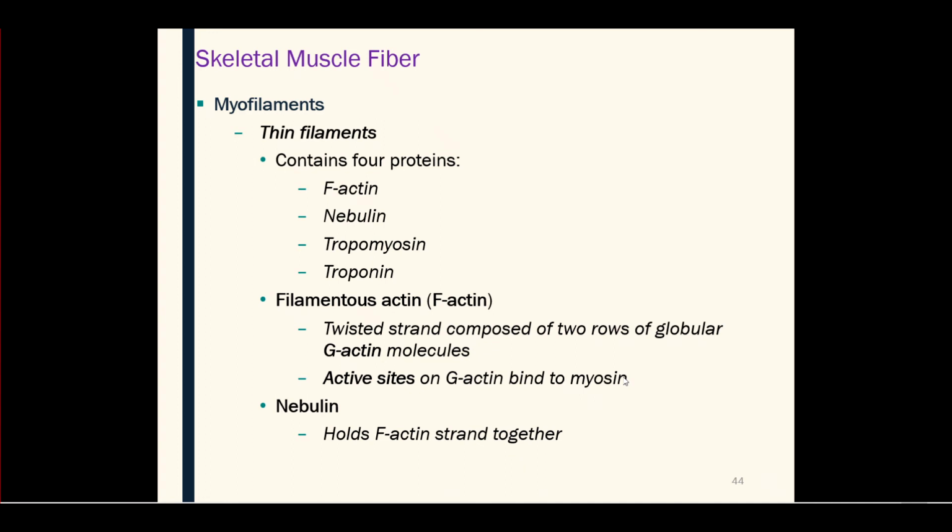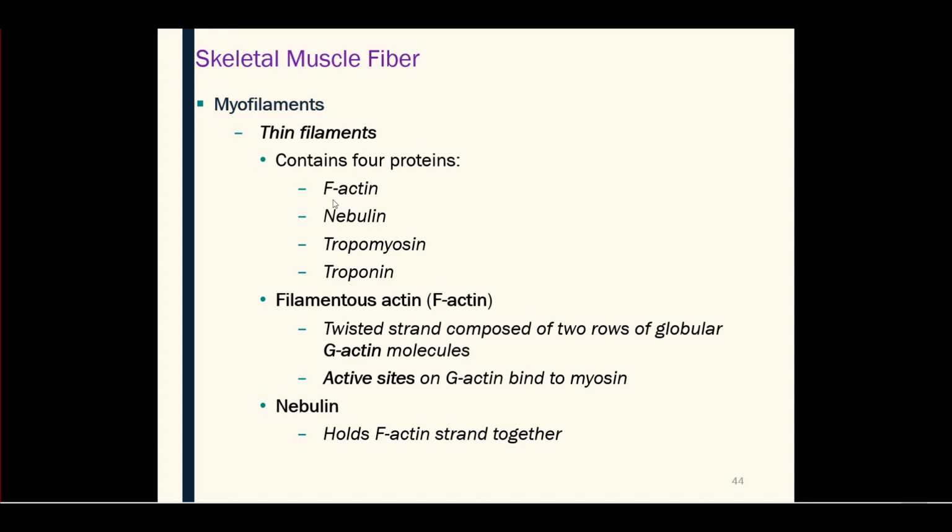Okay, so now that we know the anatomy of the sarcomere, let's take a closer look at these thin and thick filaments. I've mentioned them numerous times over the last couple lessons. Let's take a look at what they're made of. So we'll start with the thin filament. In actuality, the thin filament is made up of four different proteins we're going to look at.